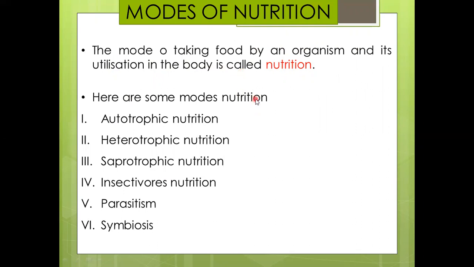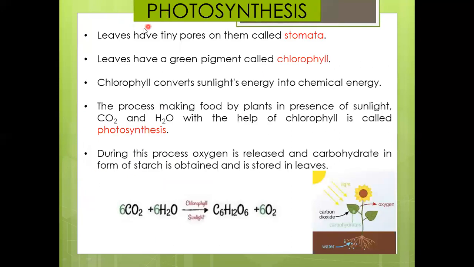There are many modes of nutrition: autotrophic nutrition, heterotrophic nutrition, saprotrophic nutrition, insectivorous nutrition, parasitism, and symbiosis. Now let's learn what these modes of nutrition are, and which plants or animals use them.